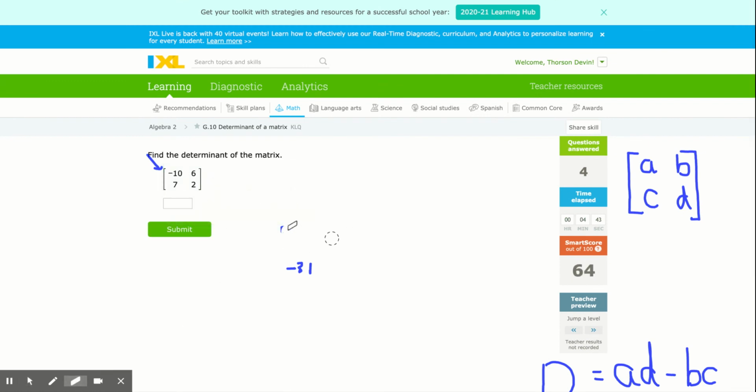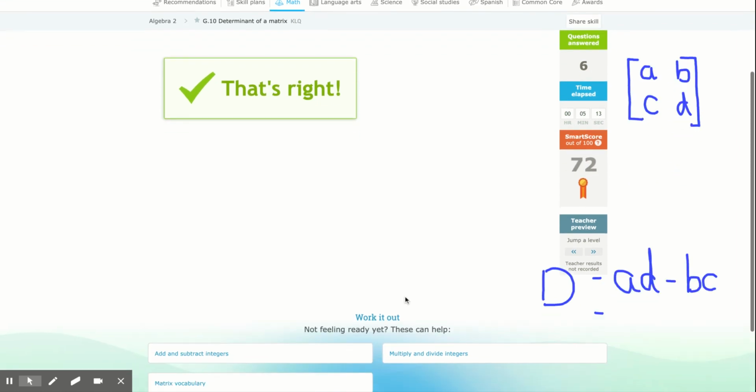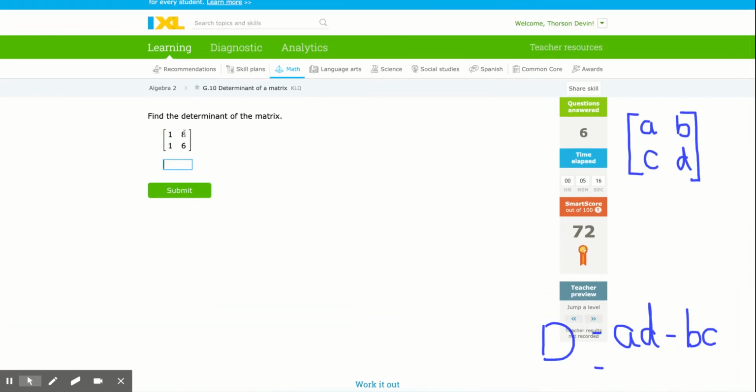And again, some of you will get to be able to do this very, very quickly. A lot of times I don't take the time to write it all down. Negative 10 times 2 is negative 20. Minus 6 times 7 is 42. And so negative 20 minus 42 is negative 62, is the determinant of that matrix. 10 times 3 is 30. 10 times 1 is 10. 30 minus 10 is 20. 1 times 6 is 6. 8 times 1 is 8. 6 minus 8 is negative 2.